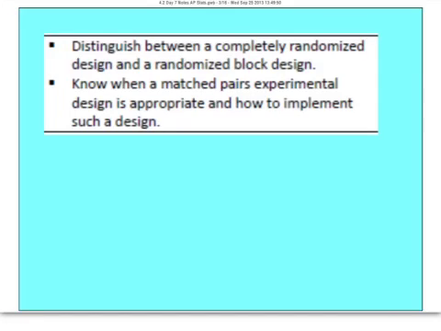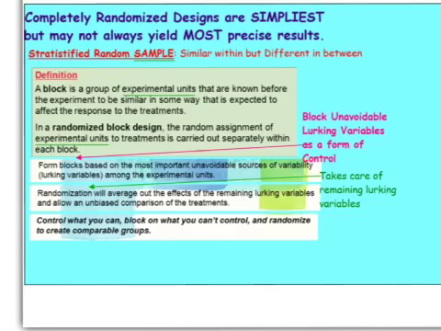Day number 7 on 4.2 will let us conclude 4.2, and there's two designs we're going to talk about. The first objective is to distinguish between a completely randomized design and a randomized block design, which is the new one. The second is know when a matched pair experimental design is appropriate and how to implement such a design. So let's go ahead and look at those.